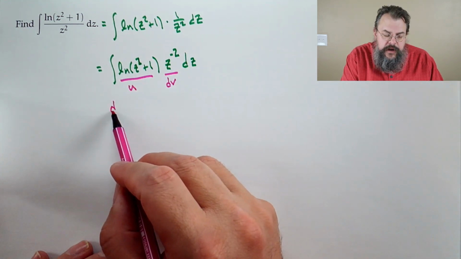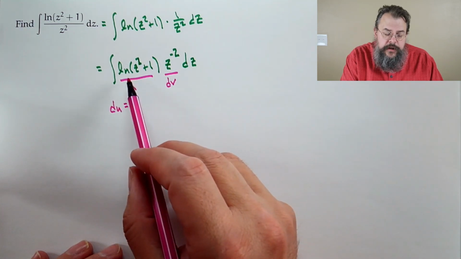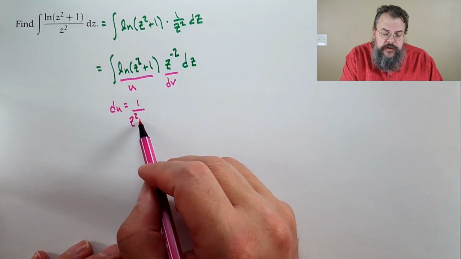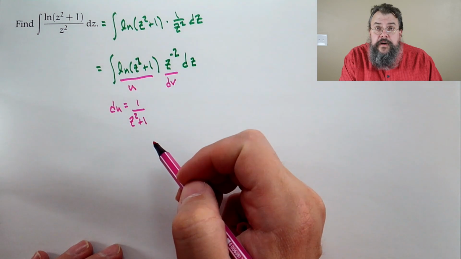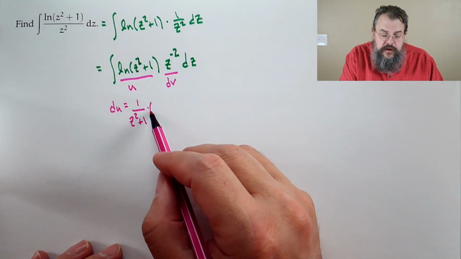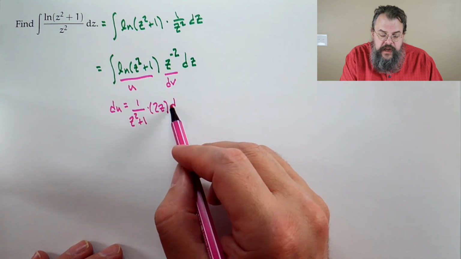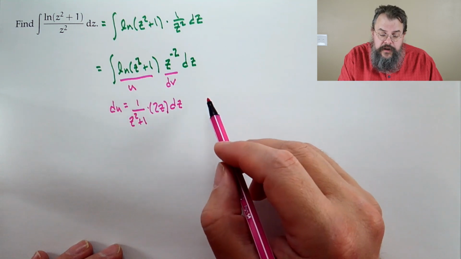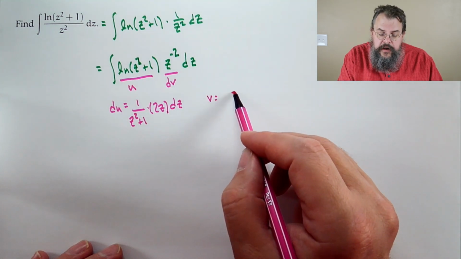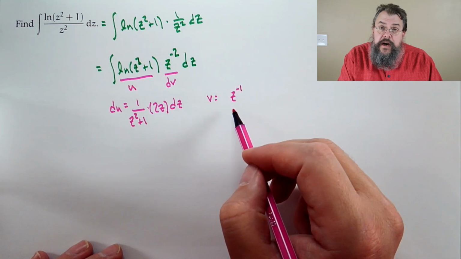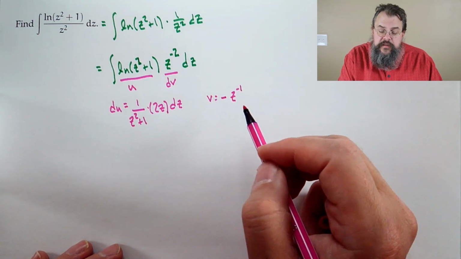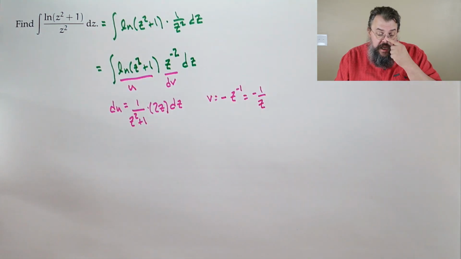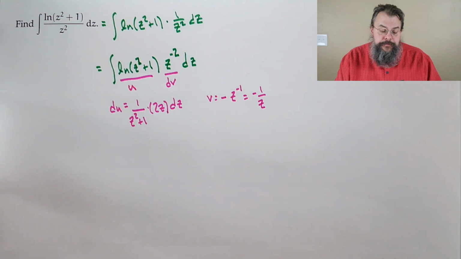So let's see. What's our derivative, du? Well, derivative of a log of something, you take 1 over the inside, so 1 over z squared plus 1, times the derivative of the inside. So that would be times 2z. And then there's a dz on the end. Integral of z to the minus 2, well, that would be add 1, z to the minus 1, divide by minus 1. So that would become minus z to the minus 1, which you can write as a minus 1 over z.